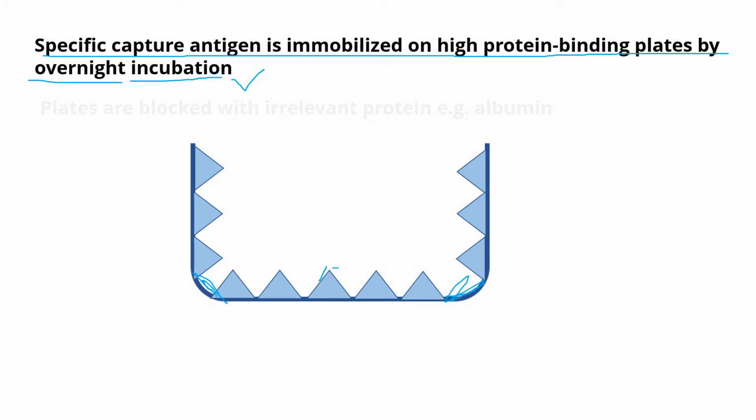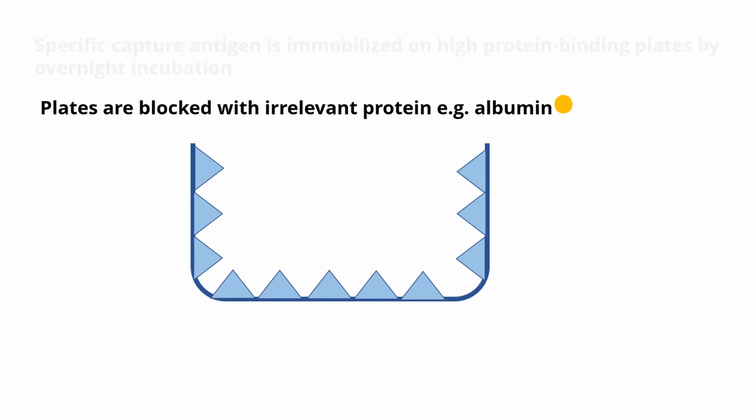Then sometimes there may be spaces. Here you can see the space, and this space may be occupied by another antigen or antibodies. To avoid error in our estimation, it is blocked with an irrelevant protein, that is albumin or bovine serum albumin.